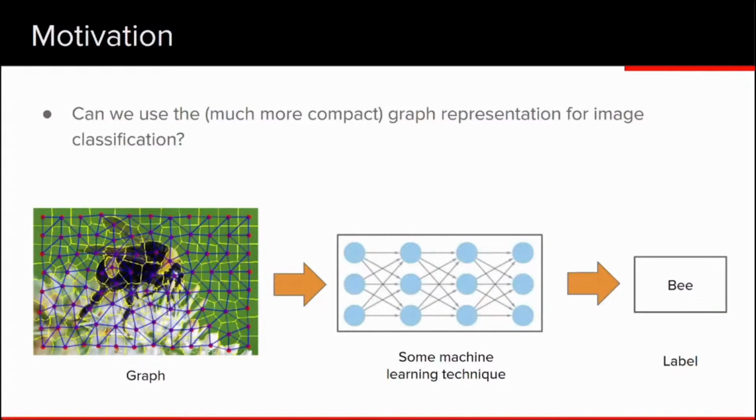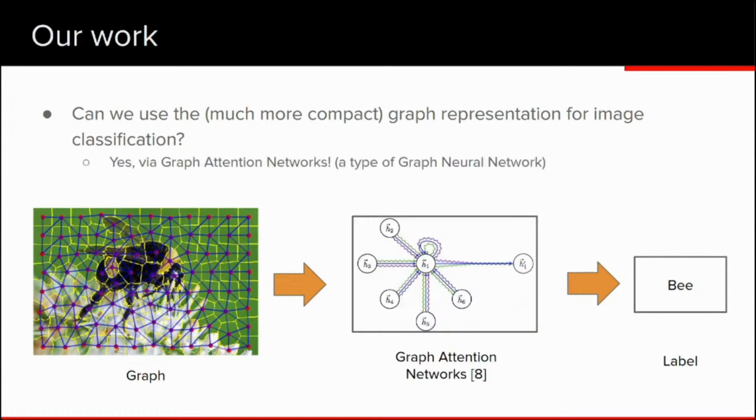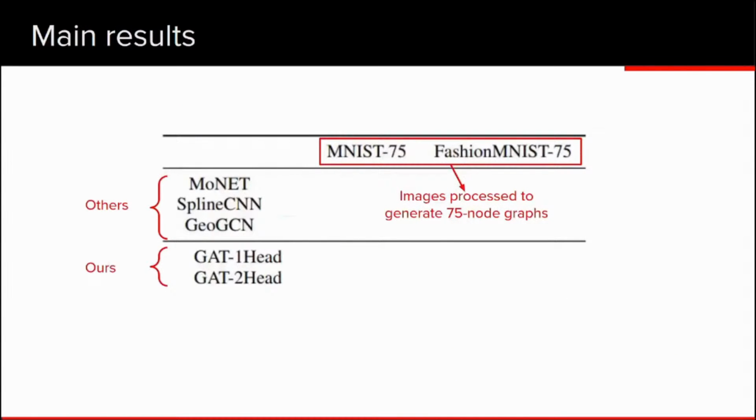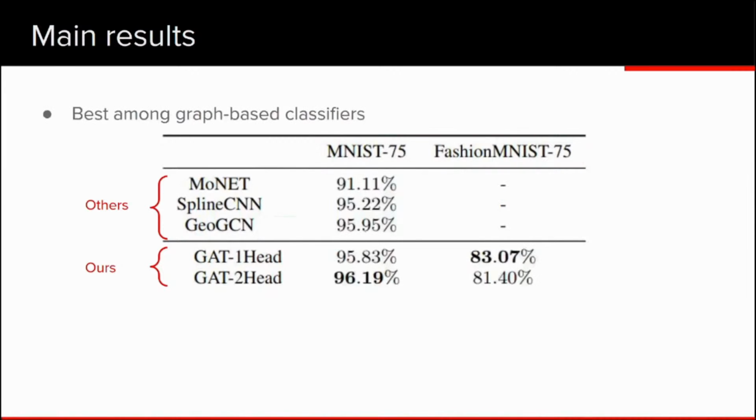Therefore, the question here is whether we can use this much more compact graph representation for image classification tasks. And our paper attempts just that, using graph attention networks. The results of our paper are based on the 75 pixel benchmarks given by previous work, where an image is processed to generate approximately 75 superpixels.